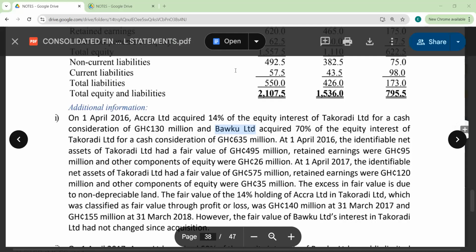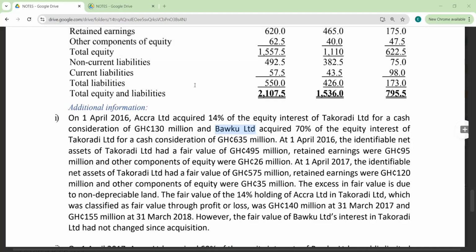Hello, sir. Can you hear me? Yes, I can hear you now. So I'm saying that as of 2016, Accra had no interest in Boko. Accra had an interest in Boko in 2017. So if we use 2016 to report for Takrady, you might be wrong, because Accra is a parent now.